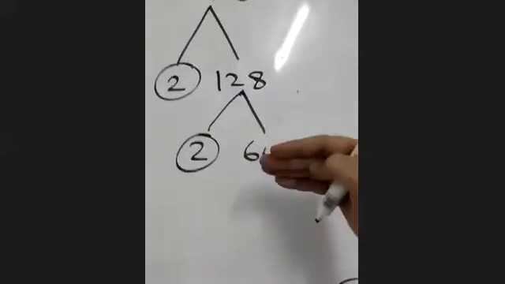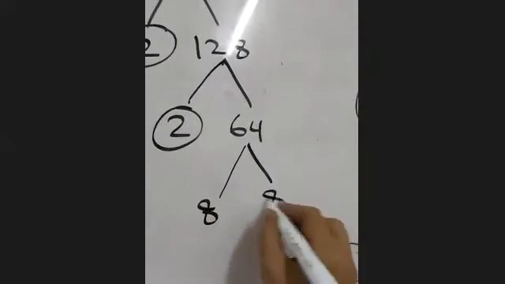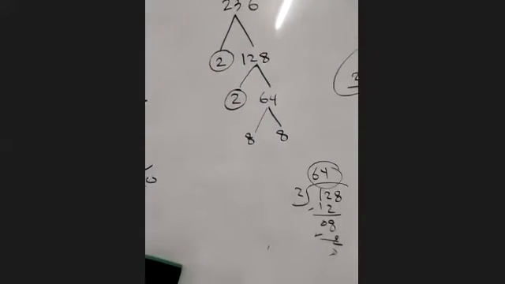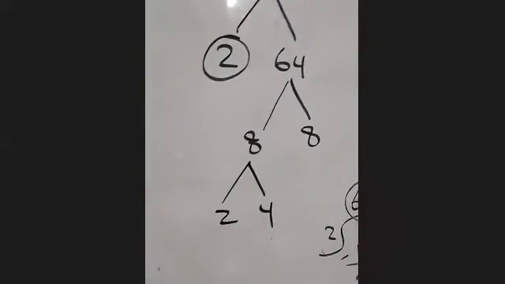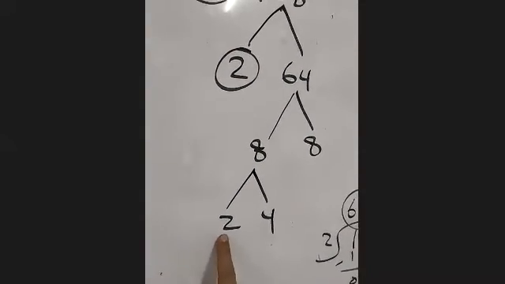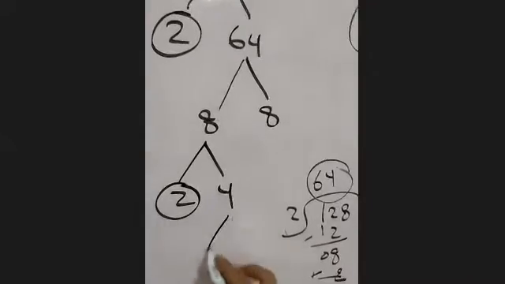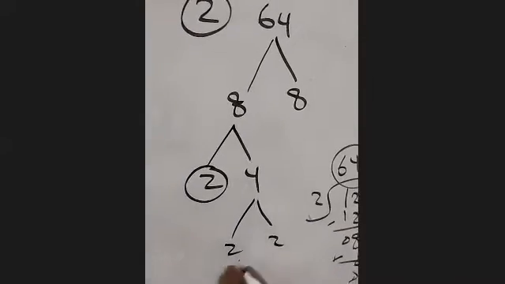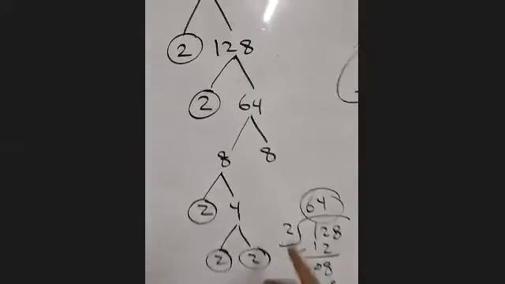Now it comes smaller. The 64 in the timetable, we have 8 by 8. We know that. But the 8 is 2 by 4. Can we do more for the 2? No, circle. Can we do more for the 4? Yes, it is 2 by 2. And the 2s, we cannot do more. Circles. How about the 8?